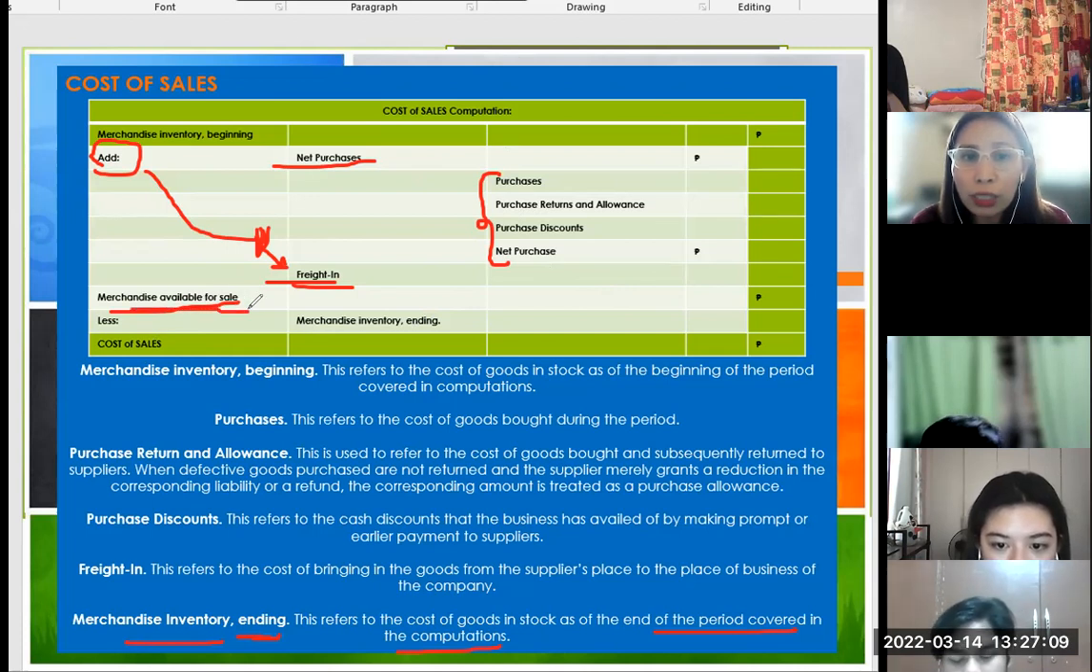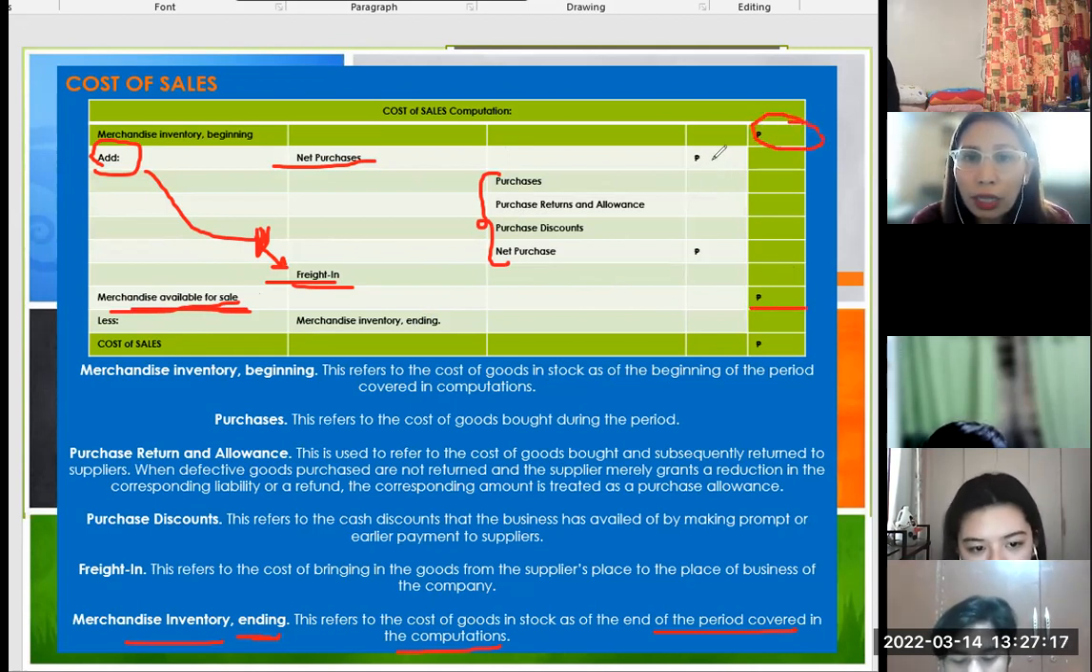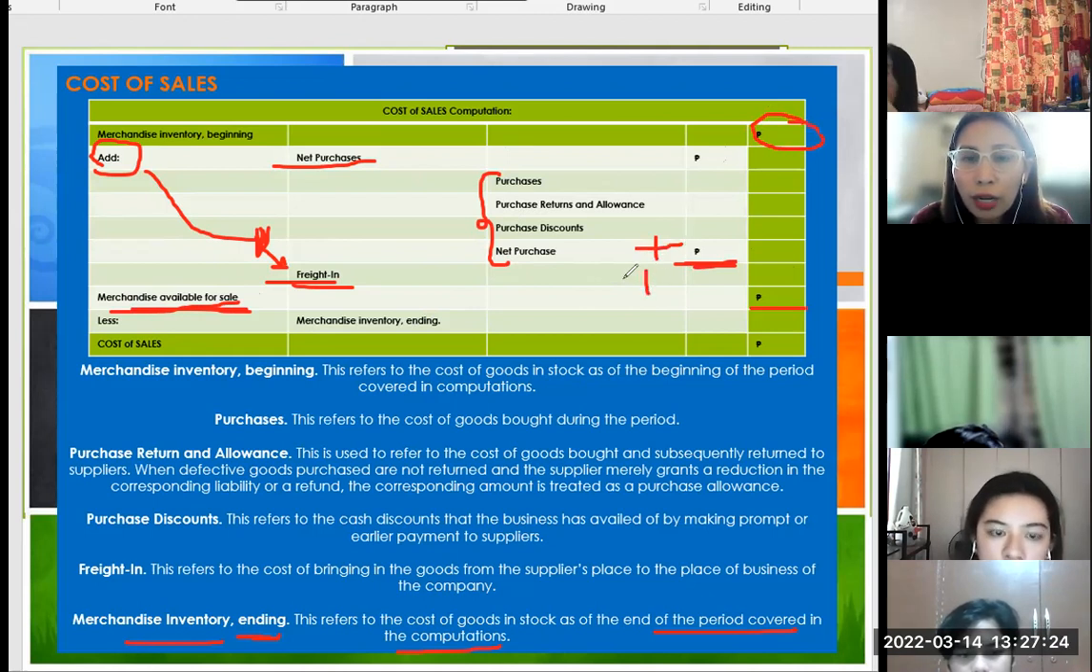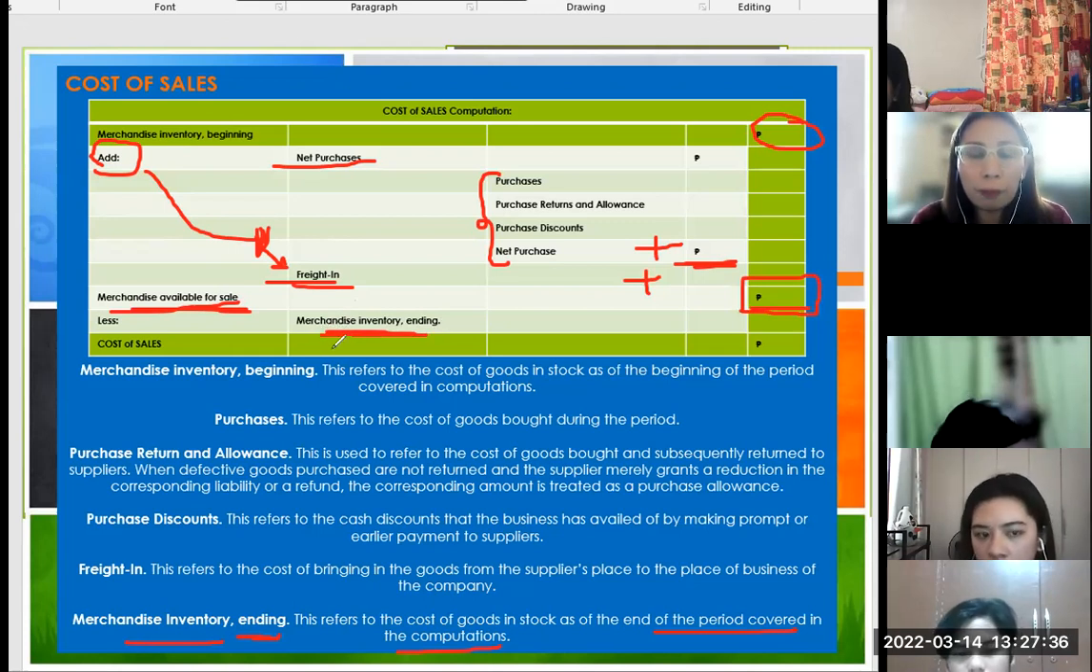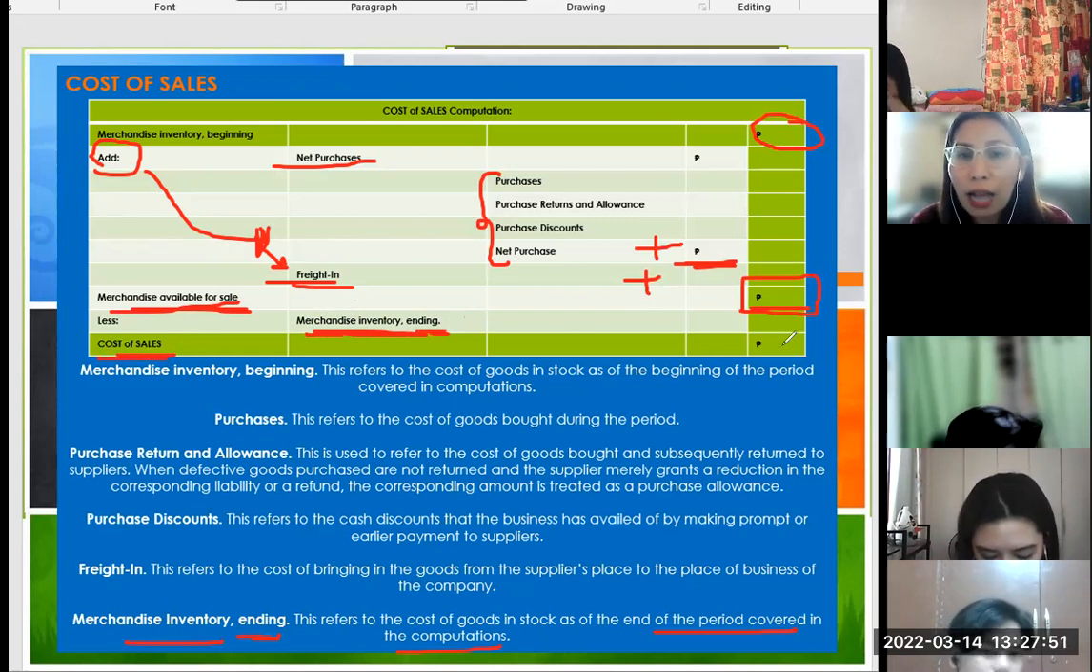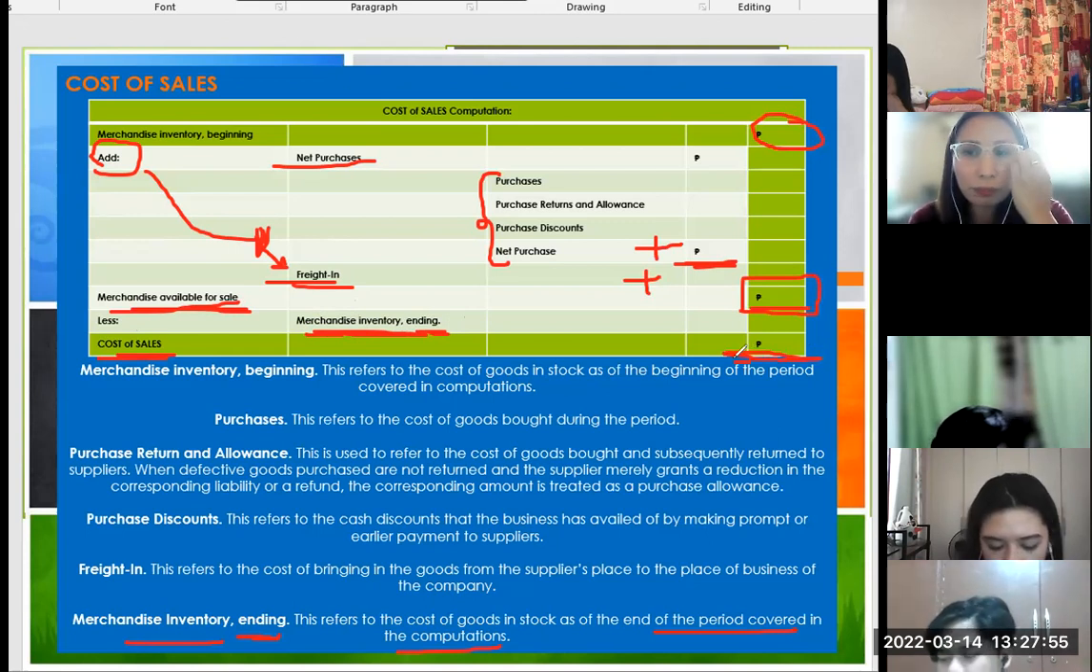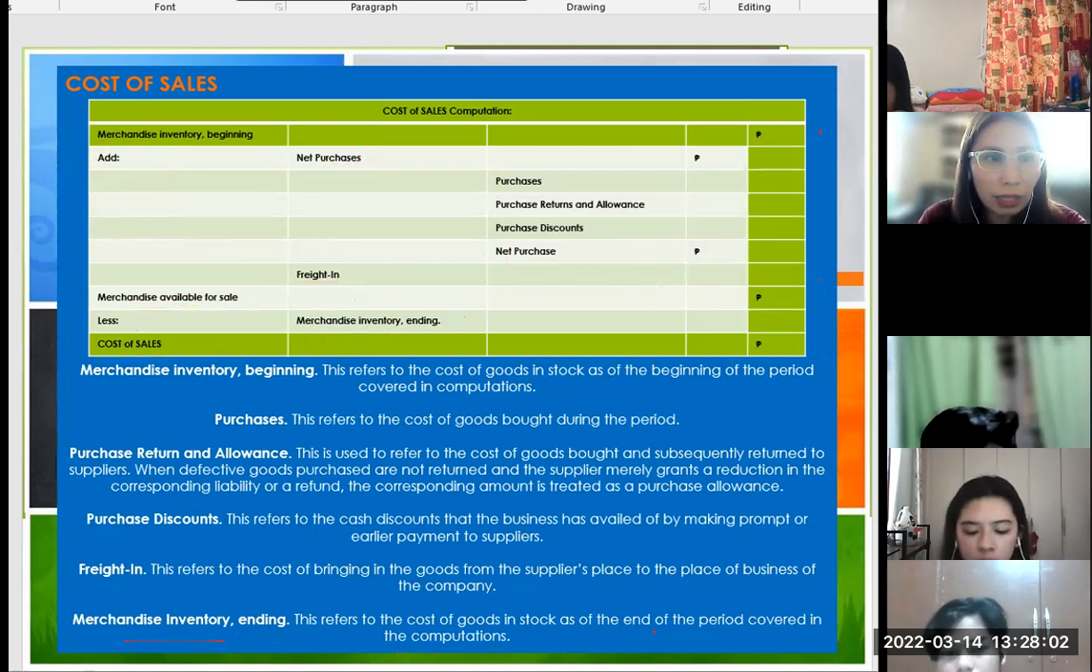Okay, merchandise available for sale. Dito yan ilalagay. Okay, add to lahat. The amount here, i-add mo ito. Yan, add mo yan. Add mo din yung freight in. Ayan. Then meron kang merchandise available for sale. Now, ililes mo yung total, let's say na i-produce na siya into final products, and now you will count. Merchandise inventory ending. Cost of sales, ililes na. Now you have the cost of sales. Okay, ayan. Meron tayong example. So next slide.